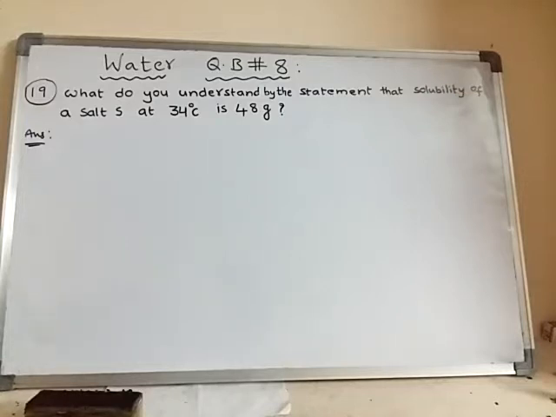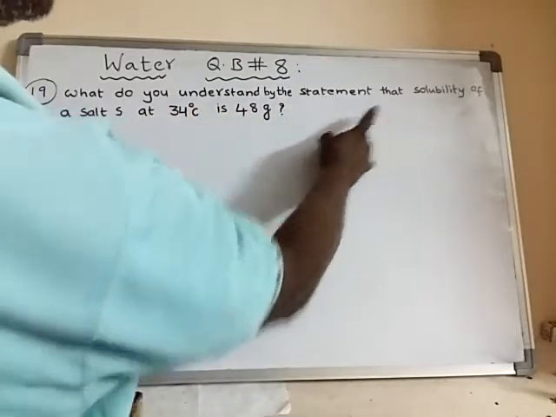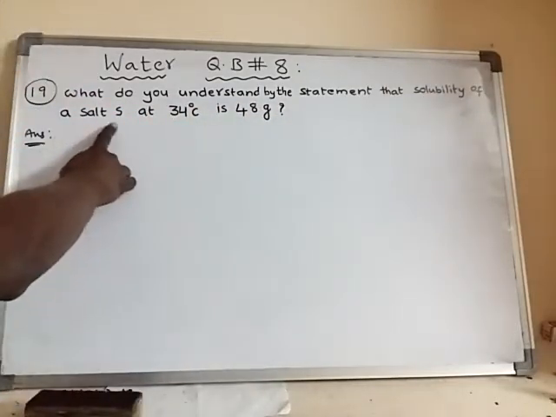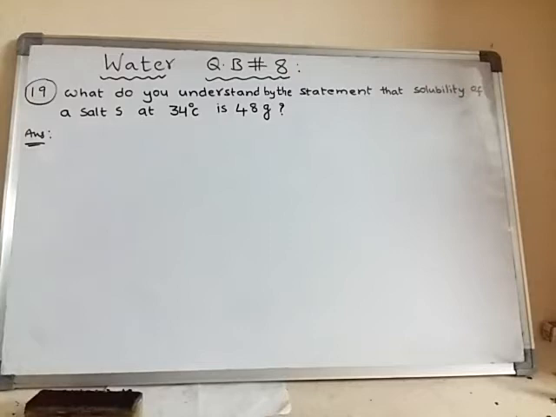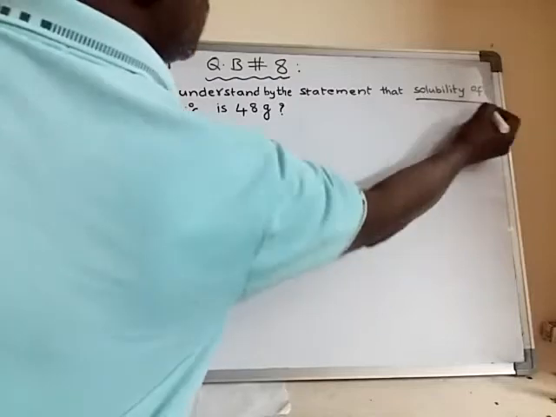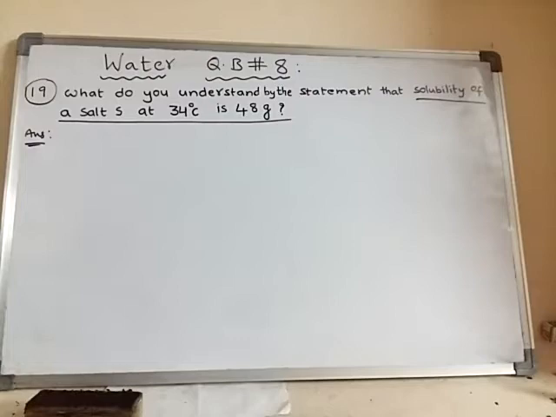Today we'll continue with question bank 8 related to water. So the question number is 19. According to this question, the question is like this: What do you understand by the statement that solubility of salt S at 34 degrees centigrade is 48 grams? So what is the meaning of the statement?